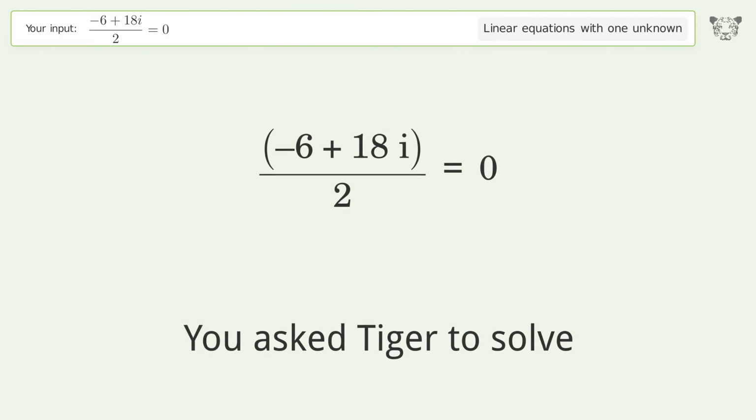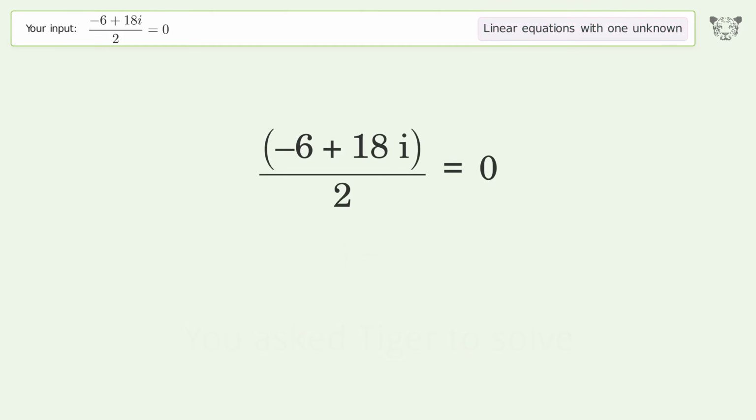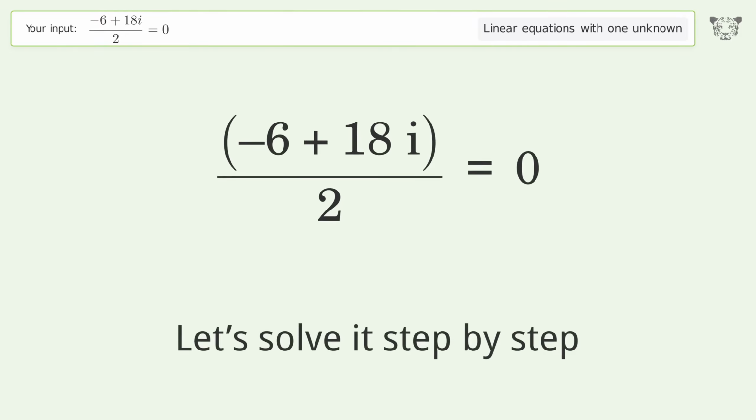You ask Tiger to solve. This deals with linear equations with one unknown. The final result is I equals 1 over 3. Let's solve it step by step.